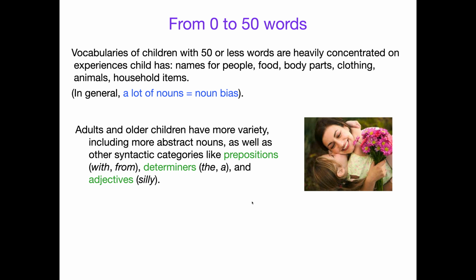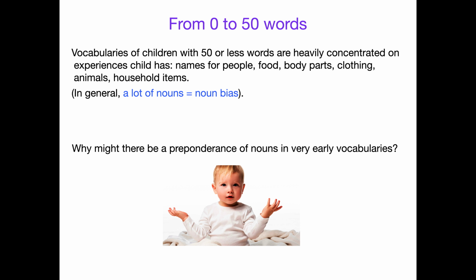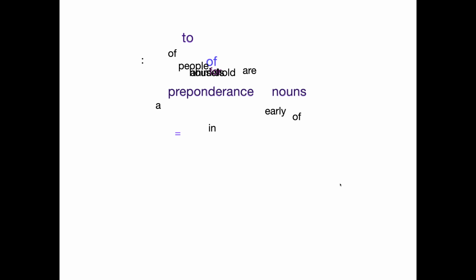And the question is, okay, what's going on? So adults and older children, of course, have much more variety. They have abstract nouns like idea or things that don't exist like unicorn, as well as other syntactic categories like prepositions, from, or determiners like the and adjectives or properties like silly. So why might there be a preponderance and overrepresentation of nouns in very early vocabularies?